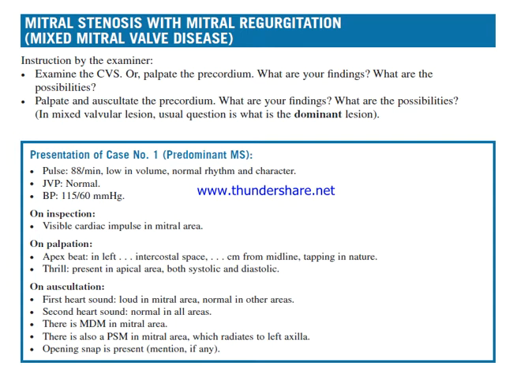On palpation, apex beat in left intercostal space, centimeter from midline, tapping in nature, thrill present in apical area, both systolic and diastolic. On auscultation, first heart sound loud in mitral area, normal in other areas. Second heart sound normal in all areas. There is a mid-diastolic murmur in mitral area. There is also a pansystolic murmur in mitral area which radiates to left axilla. Opening snap is present. Mention if any.